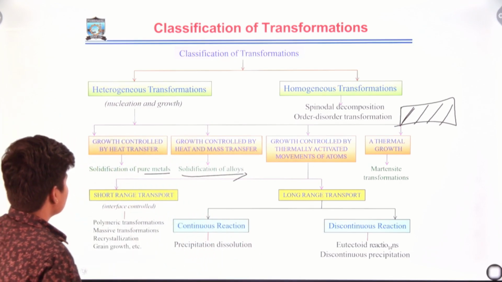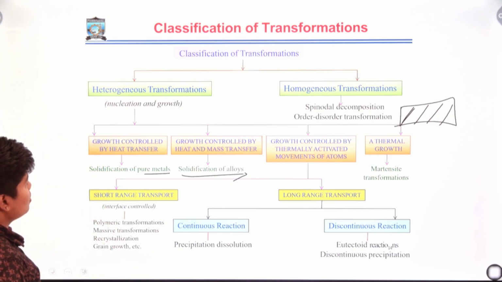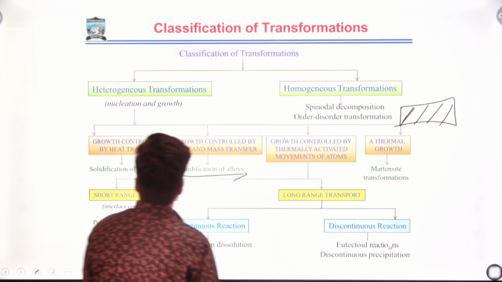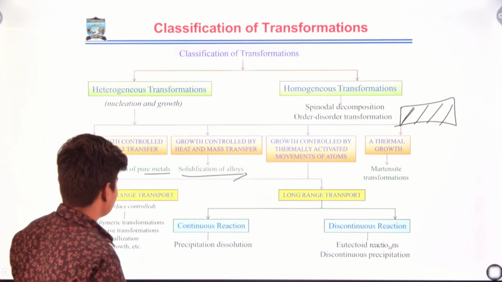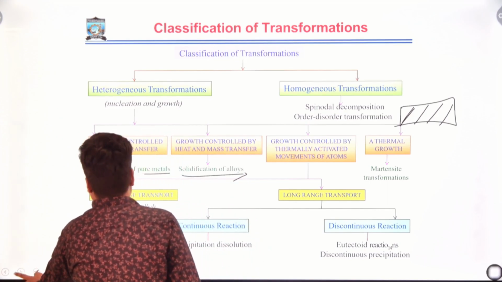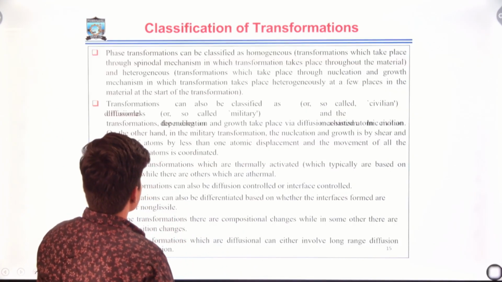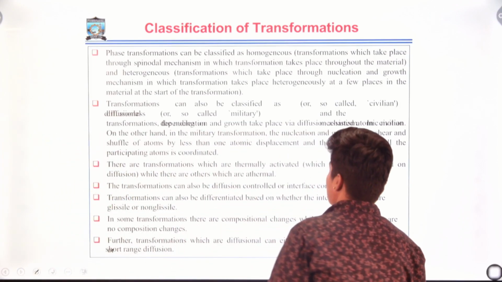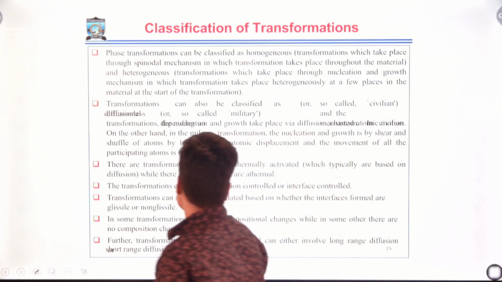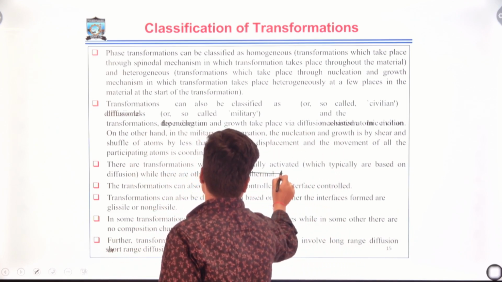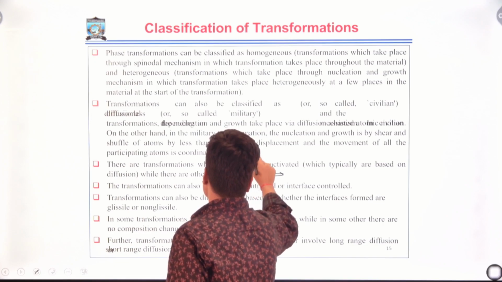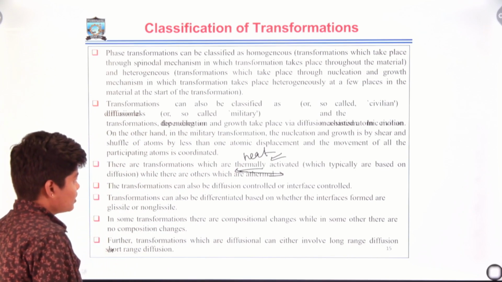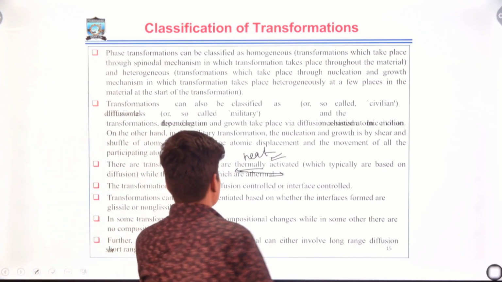So we can overview this classification of transformation by heterogeneous and homogeneous, and the topics we have to cover. In words: phase transformation can be classified as homogeneous and heterogeneous. The transformations are thermally activated, meaning by heat treatment. These transformations can also be diffusion controlled or interface controlled.